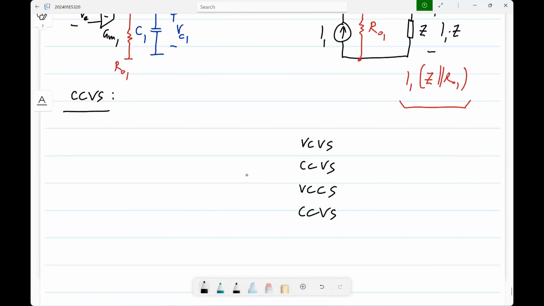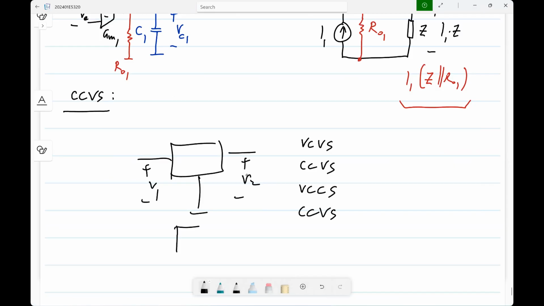That is, I give you a block and I mark V1, V2 here, and then say, oh, there is voltage input, voltage output, so it's a voltage controlled voltage source. And you instead mark the current and a voltage here and say, oh, no, this is a current input, voltage output, so this is a current controlled voltage source. Is this what a current controlled voltage source is? What's the difference?